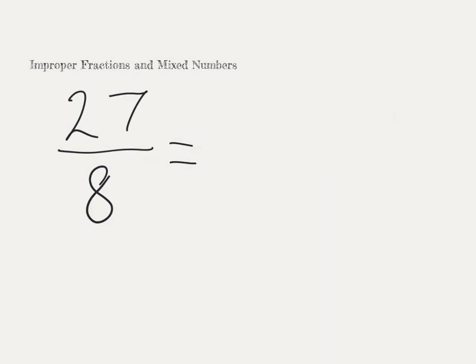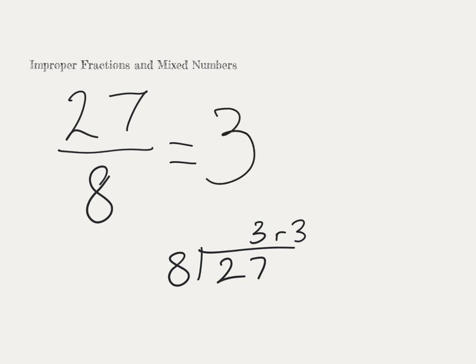Last one, 27 eighths. So let's do 27 divided by 8. The nearest number in the 8 times table is 24, which is 3 lots. 25, 26, 27, with remainder 3. So I have 3 wholes, and my remainder 3 is the same as 3 divided by 8, 3 eighths.